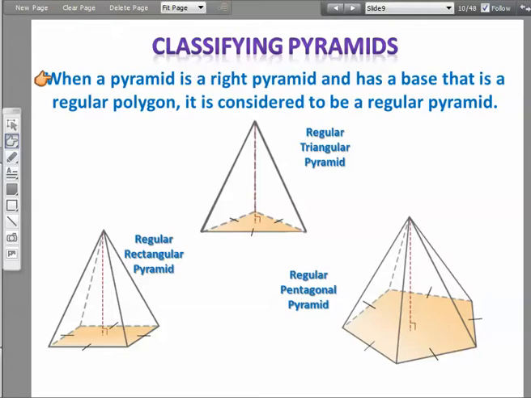Now when a pyramid is a right pyramid and has a base that is a regular polygon, it is considered a regular pyramid. Remember, a regular polygon is a polygon where all the sides are equal. So this is a regular triangular pyramid. Look, triangle, all equal sides.